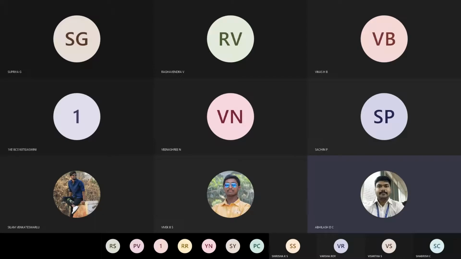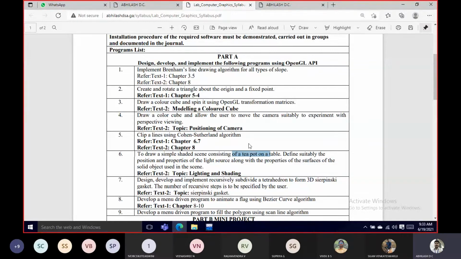So today we'll be looking into a very simple but effective program, something called the Sierpinski Gasket. The question goes this way: design, develop, and implement a program to recursively subdivide a tetrahedron to form a 3D Sierpinski gasket. The number of recursive steps is to be specified by the user. So let's first understand what exactly the problem is.